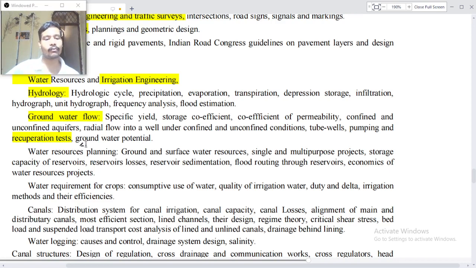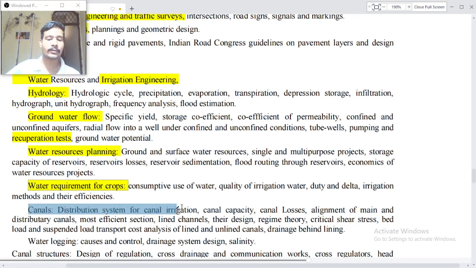recuperation test. Groundwater potential: water resources planning, ground and surface water resources, single and multi-purpose projects, storage capacity of reservoirs, reservoir losses and reservoir sedimentation, flood routing through reservoirs, economics of water resources projects, water requirement for crops, conjunctive use of water, quality of irrigation water, duty and delta, irrigation methods and their efficiencies.